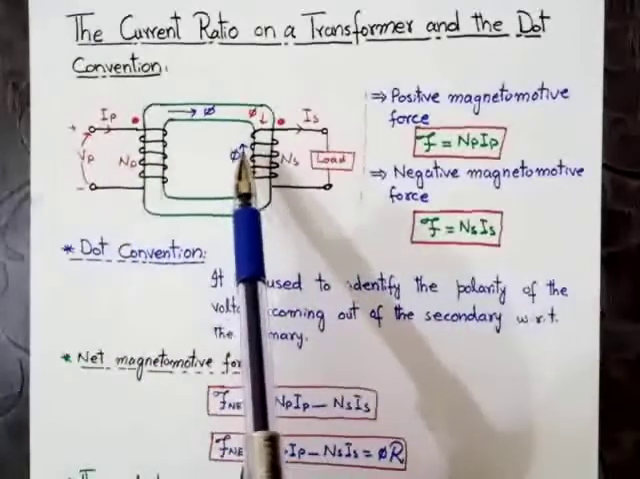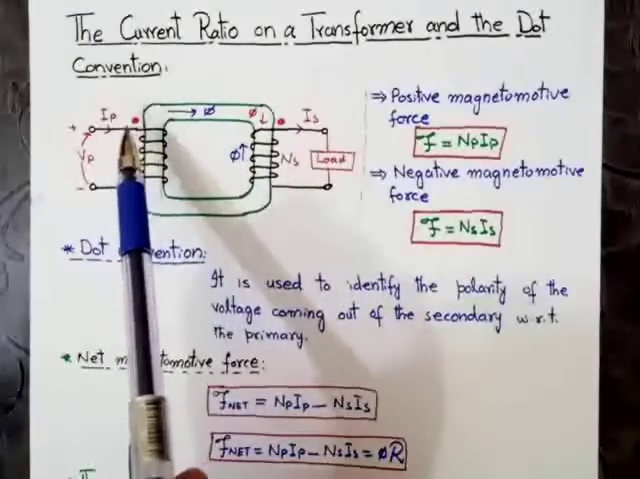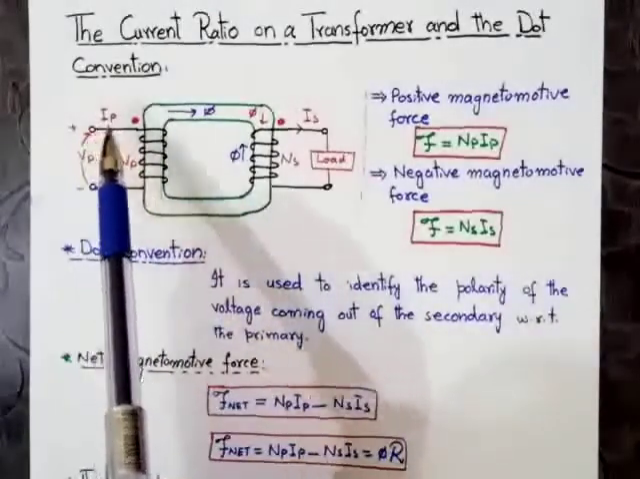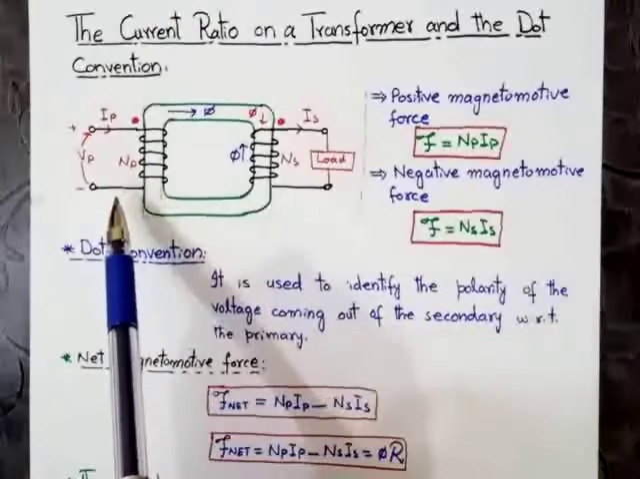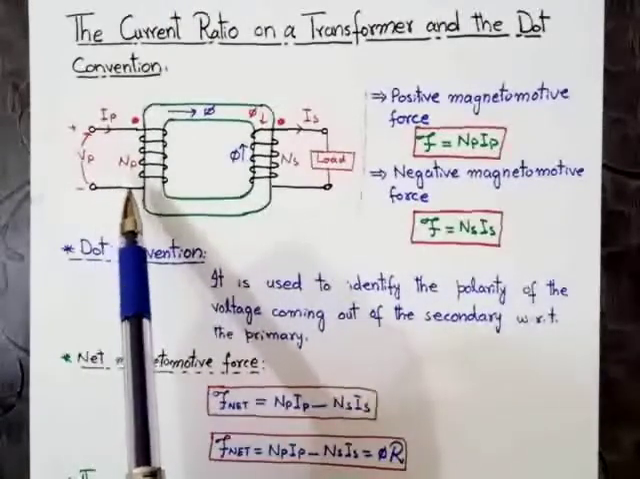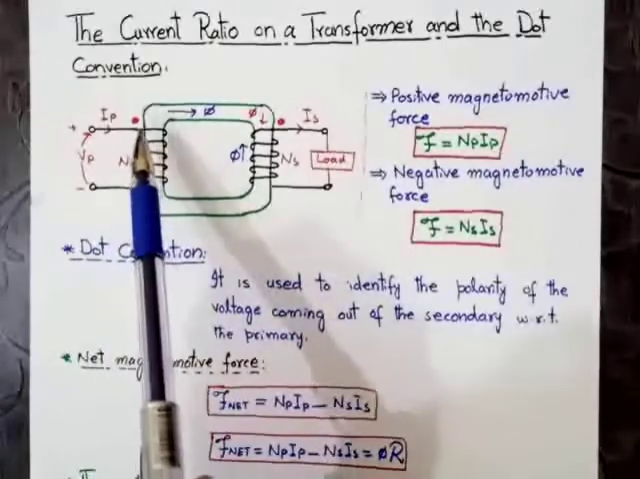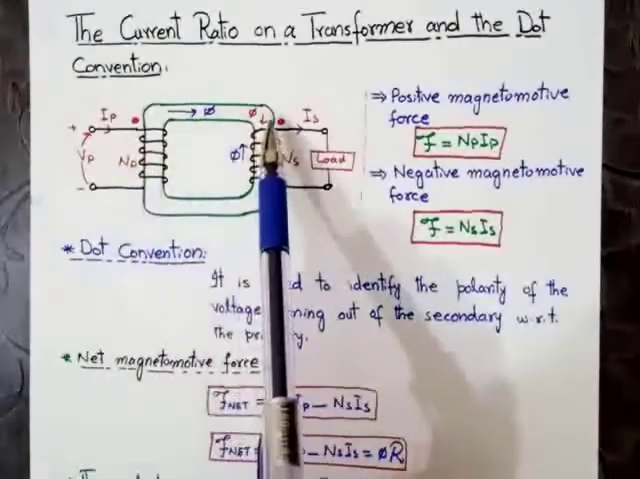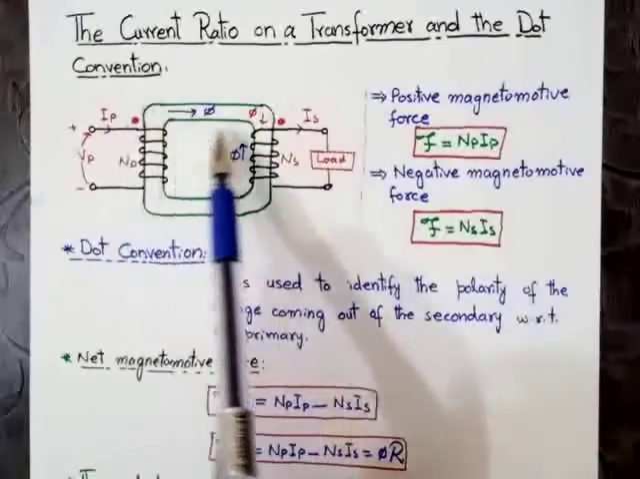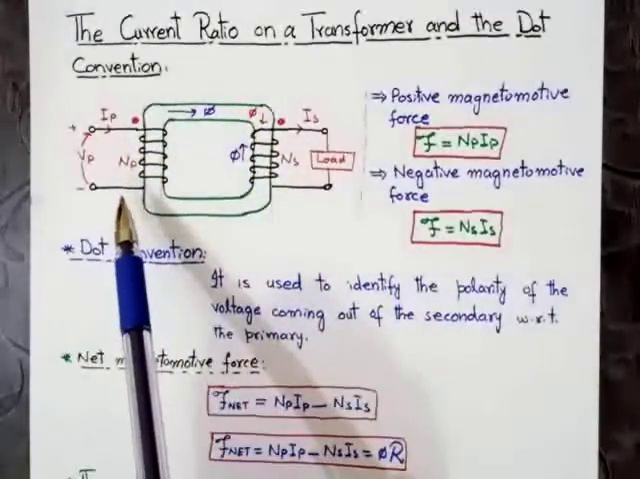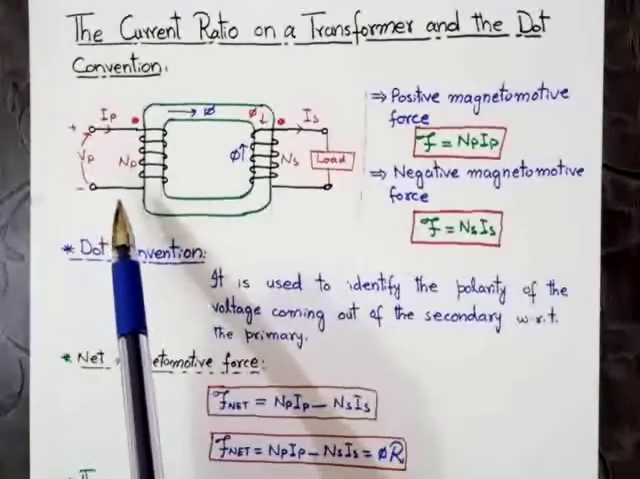In case of a transformer, the dotted point represents the positive end of the voltage source and the undotted point represents the negative end of the voltage source. So that's why this is called the dot convention. Dot means positive end and undotted means negative end of the voltage source.